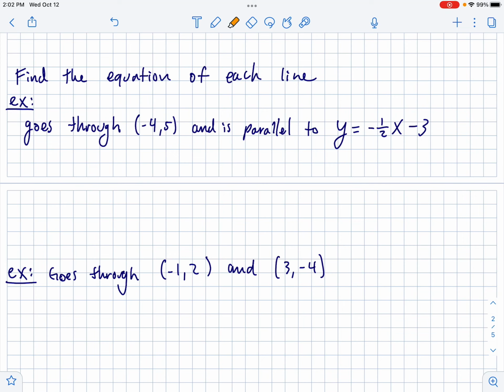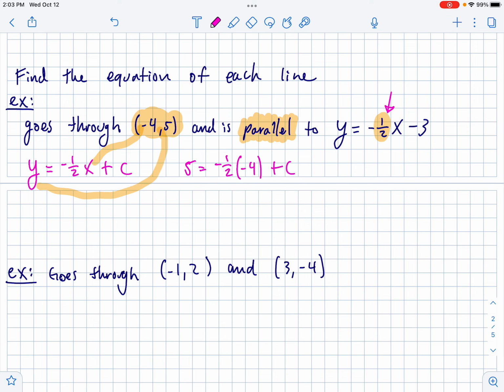Find the equation of each line. The first one goes through negative 4, 5 and is parallel to that. So that word parallel to, from last lesson, we know that it has the same slope. So the slope, or the gradient, is negative 1/2. So really, the equation is y equals negative 1/2 x plus c, but we don't know what the c value is. That's where we have to take this point and plug in the x right here and the y right here. So we get 5 is equal to negative 1/2 times negative 4 plus c.